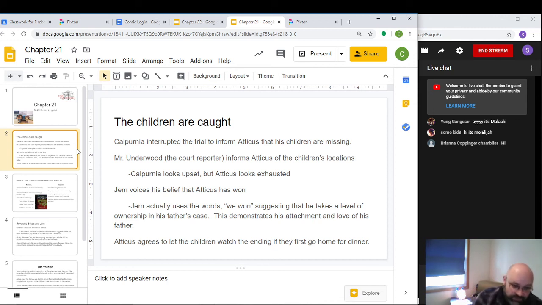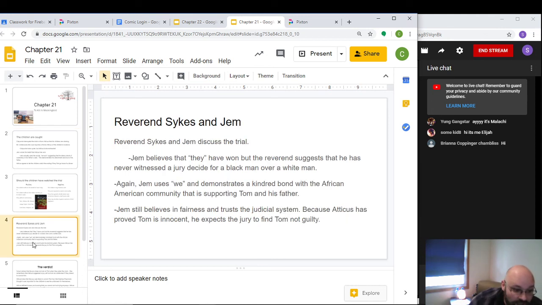So in chapter 22, the gist of this, you would want a conversation between Jem and Atticus, where Jem's telling Atticus that he thinks that they're going to win. Maybe something to the effect of Atticus telling them that they can watch the ending, but they need to have dinner first. Definitely include the interaction between Reverend Sykes and Jem, where Jem says, hey, I think we're going to win. And Reverend Sykes says, hey, I've never seen a jury take the word of a black man over a white man before. So kind of like that foreshadowing that they might actually lose.